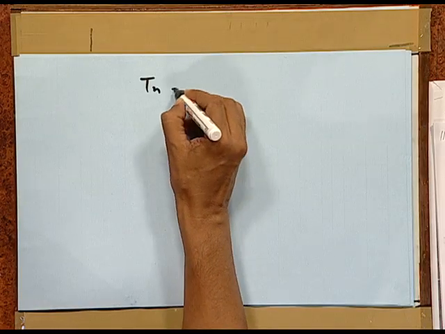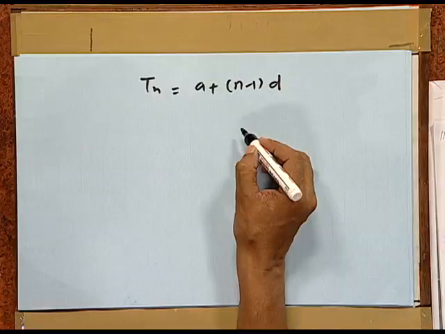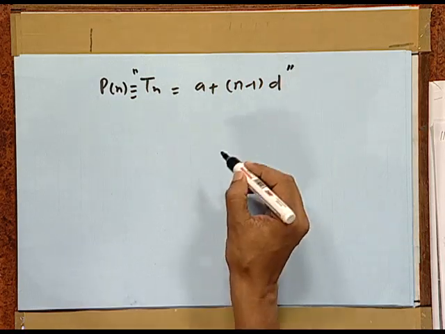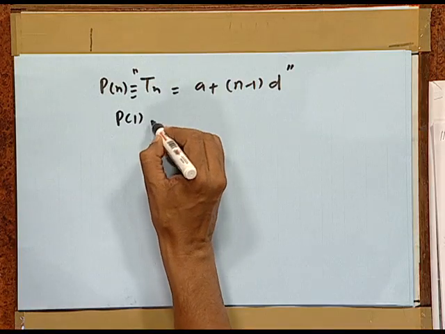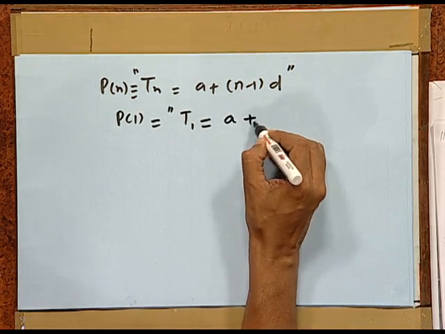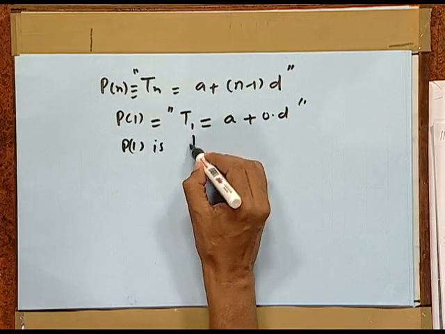Now, this is our expectation. This may not always be true. That is why it is better to prove it by mathematical induction. So, we are going to prove that Tn is equal to A plus (n minus 1) d for an AP. So, our Pn is just this statement. Clearly, P1 is simply T1 is equal to A plus 0 times d, which is quite correct. So, P1 is true.